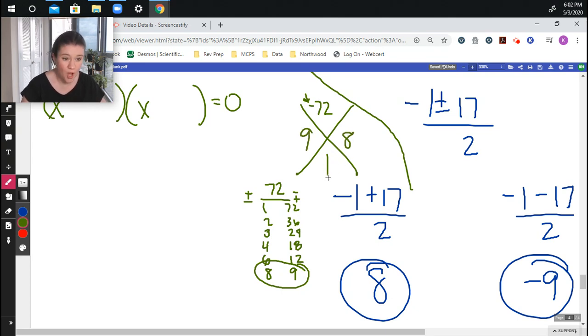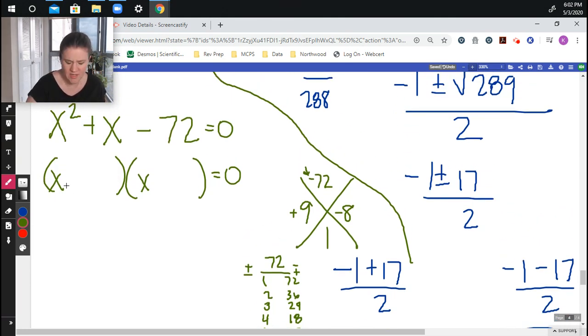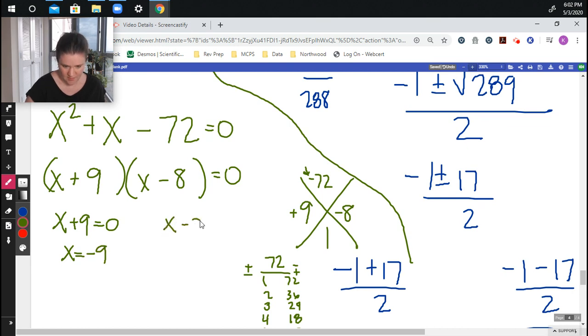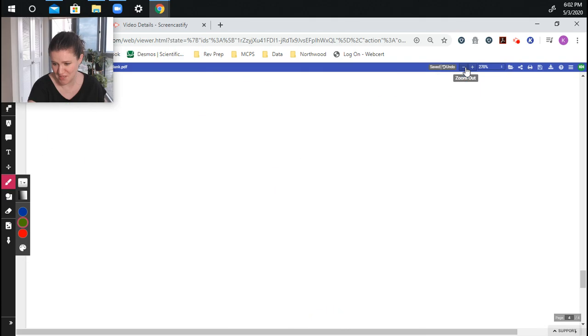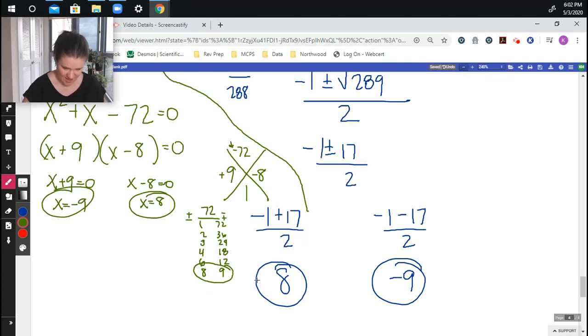We wanted to add to positive 1, so that means we want 8 to be negative and 9 to be positive, because 9 minus 8 is 1. And then those come up here. It would be x plus 9 or x minus 8, right? And when we solve them, we want to know when this equals 0. So x plus 9 equals 0 when x is negative 9. X minus 8 equals 0 when x is 8. So x is negative 9, x is 8. Going to scroll out for a second. Oh, look at that. X equals 8, x equals negative 9.